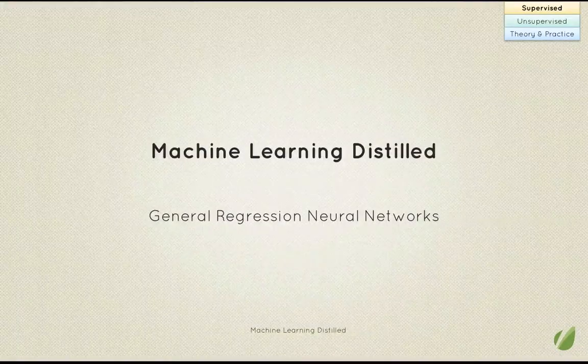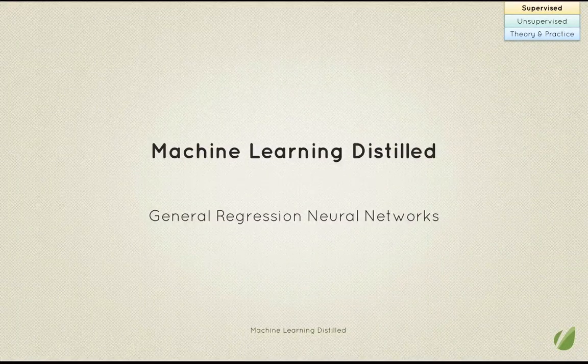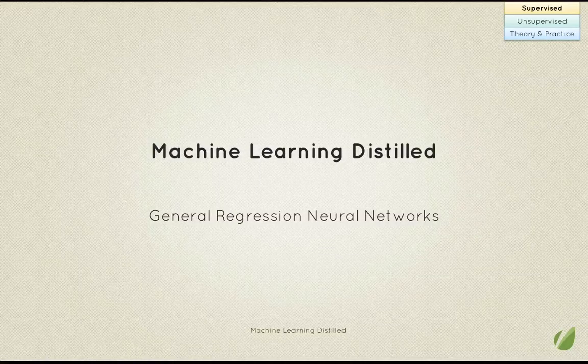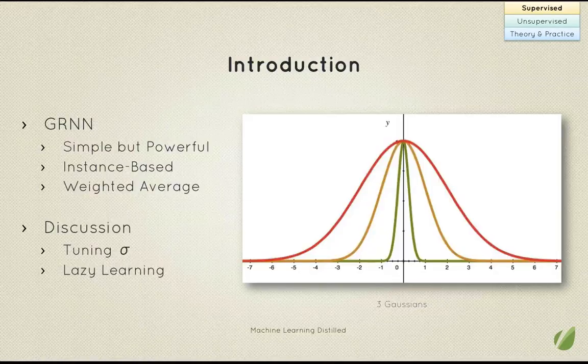In this lesson, we're going to be looking at the General Regression Neural Network. This is a pretty simple model that's very powerful. That's a nice introduction to neural networks. The GRNN is an instance-based method, which means we're going to use the training data that we have directly. Essentially, all a GRNN does is compute a distance-weighted average. We'll talk about how we can tune the parameter sigma and a little bit about lazy learning as well.